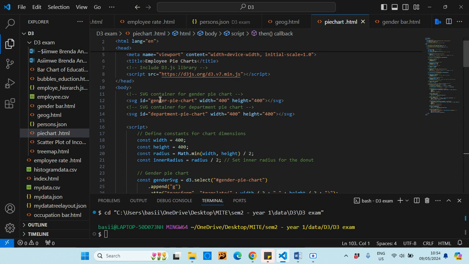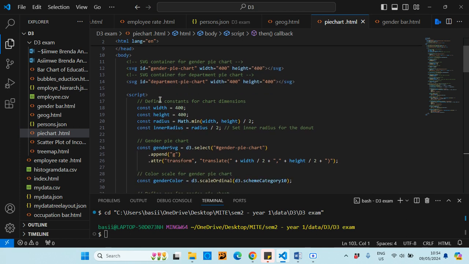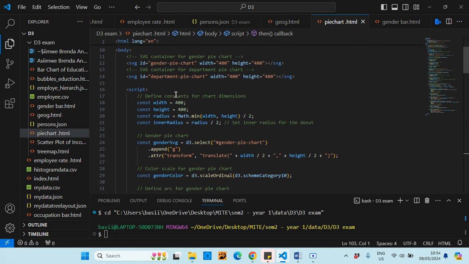Here we shall have two containers. We have SVG IDs here because we're going to have two containers. Like I said, we have two pie charts. One container will hold the gender pie chart and one container will hold the department pie chart.